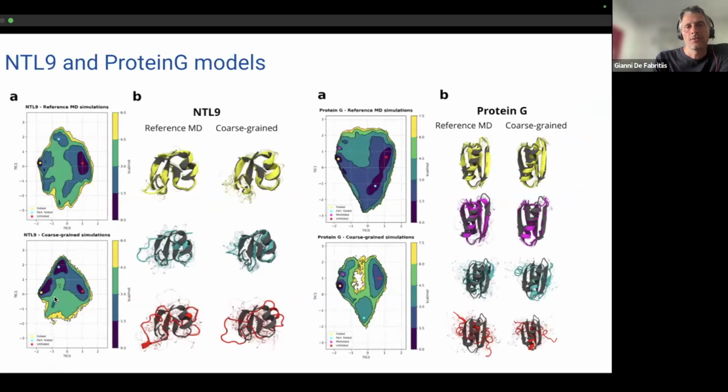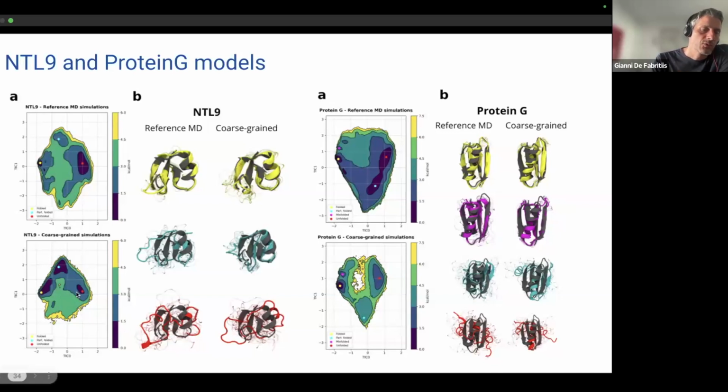More interesting is the energetics. As I said, this method preserves the energetics. If you see on the left, for instance, for NTL9, the plot above is the reference all-atom simulation, and the plot below is the coarse-grained one.